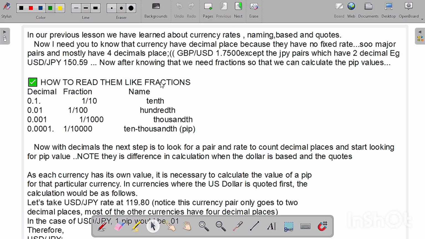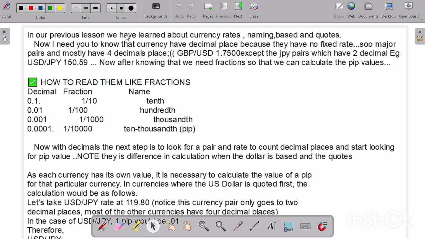Before we came here to value, we had to learn how to read currencies, the rates, and to know base currency and quote currency, then currency letter representation. And we have learned all that. If you haven't learned, go back to our previous video, which is about that. So let's go on so that we can save time.